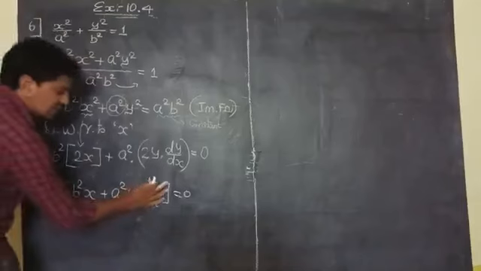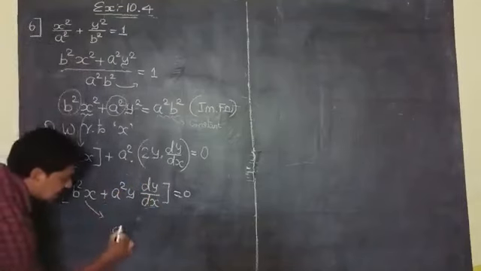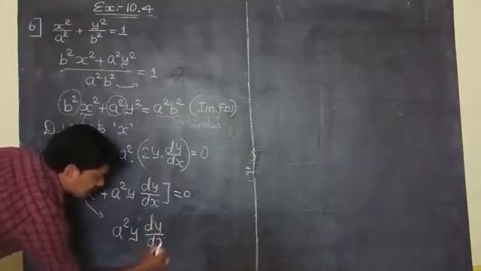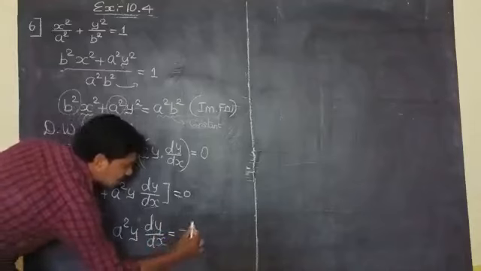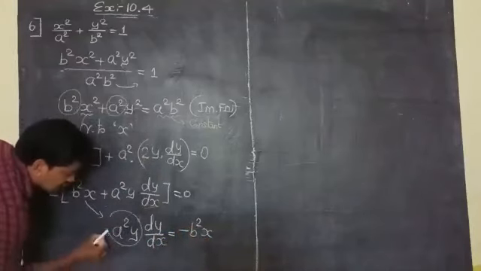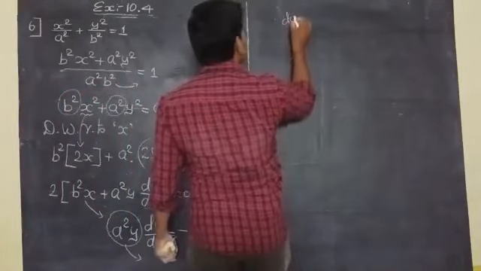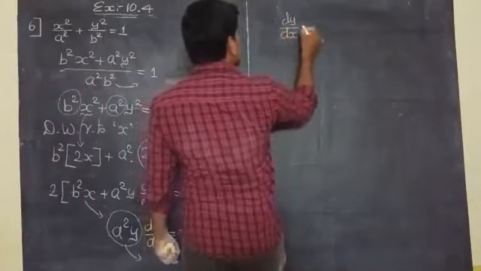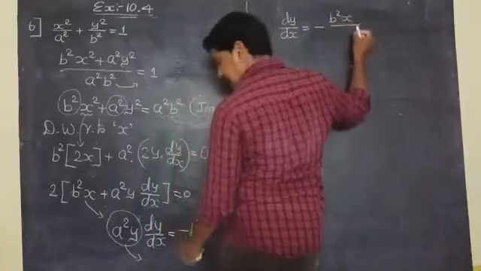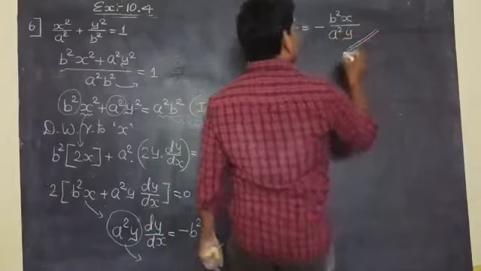Now find dy by dx. The term b square x goes to right hand side, that is a square y into dy divided by dx, which is equal to minus b square x. Here a square into y goes to right hand side, that is dy divided by dx, which is equal to minus b square x divided by a square into y, which is the required result.